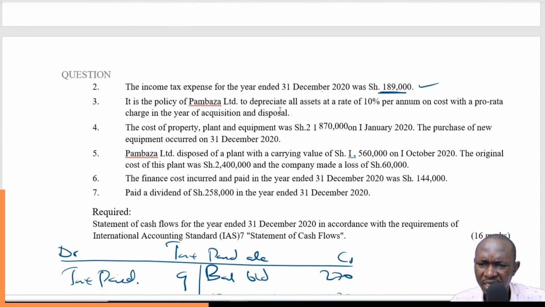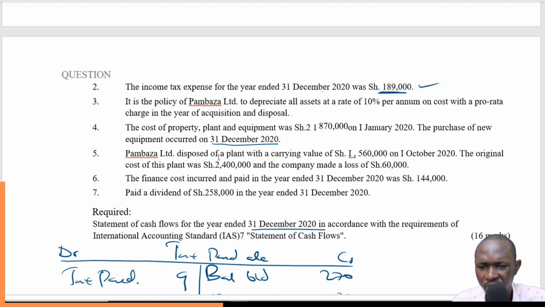It is the policy of Pambaza Limited to depreciate all assets at a rate of 10% per annum on cost, with a pro rata charge in the year of acquisition and disposal. Yeah, we'll use that one when the right time comes. The cost of property, plant, and equipment was 21,870 on 1st January 2020. The purchase of new equipment occurred on 31st December 2020, and we are supposed to prepare this book on 31st December 2020. Okay, there's something there. Maybe we'll come back to it.